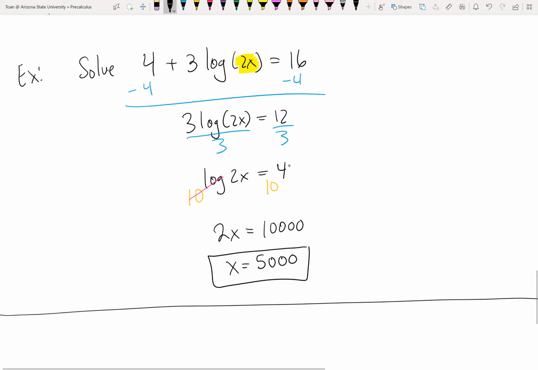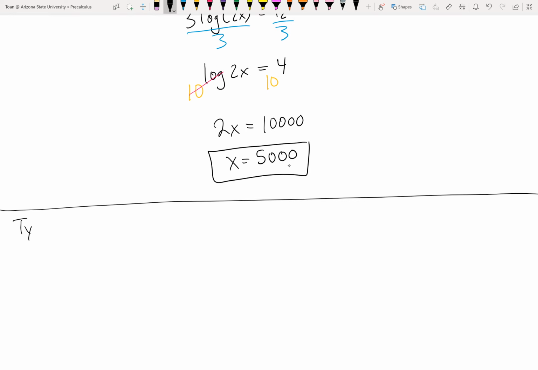So last but not least, the fourth type. And honestly, it's just like type 2, where type 2 was a generalization of type 1. This here will be a generalization of type 3. It's basically the more, quote, complicated version. What if you have lots of logs and constants? What if you have lots of logs floating together and regular numbers?